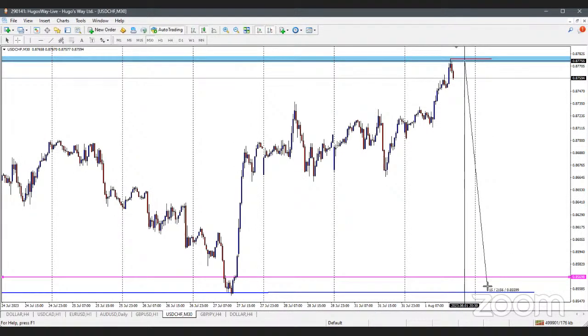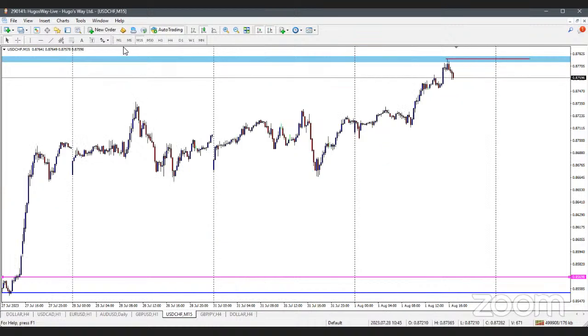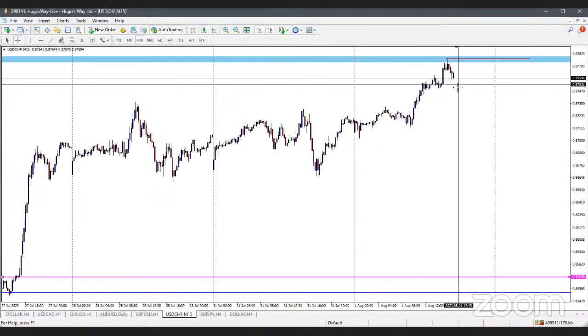Who knows? But I know for a fact that USD CHF is definitely going to pull back these number of pips to this gap. There are quite a few obvious inefficiencies here that make me know that the dollar is going to lose strength soon.